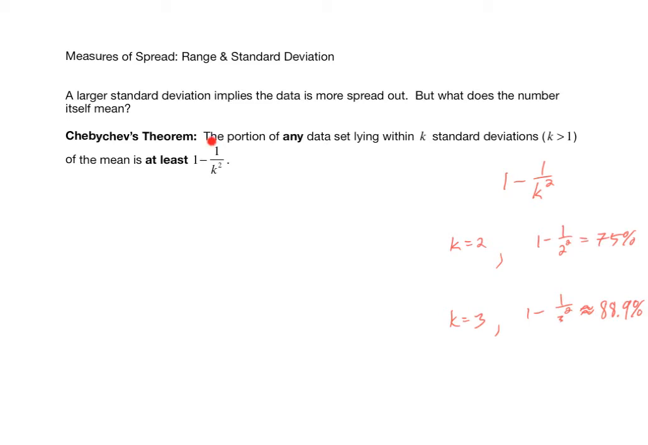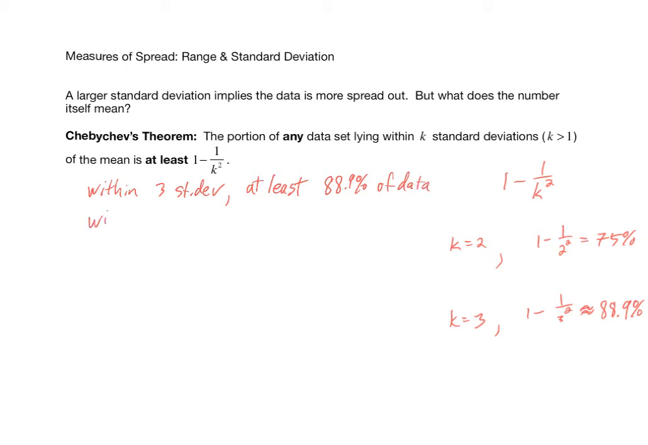The portion of any data set lying within 3 standard deviations of the mean is at least 88.9%. So within 3 standard deviations, at least, and the key word is "at least" there, you can see I've bolded it for a reason, at least 88.9% of the data.